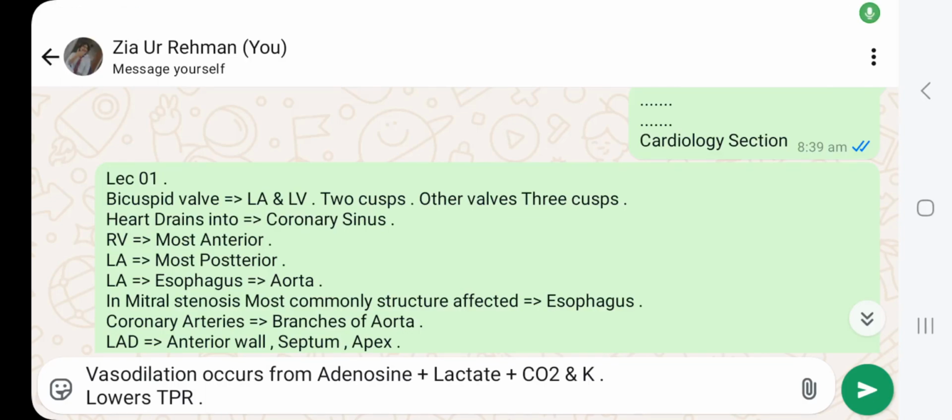In the cardiology section from BNB lecture 1, the bicuspid valve is located between the left atrium and left ventricle. It is also called the mitral valve. It has two cusps, while the other valve has three cusps.